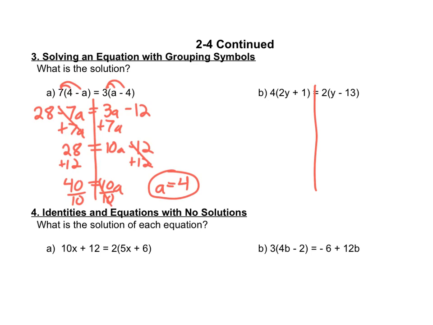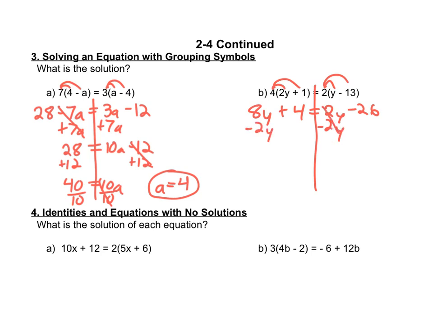Okay, so I'm going to simplify the left-hand side. That becomes 8y plus 4. If I distribute, the other side becomes 2y minus 26. Okay, so it's up to you. You can subtract 8y from both sides to get the y's on the same side, or you could subtract 2y from both sides. So what I would do, I would subtract 2y from both sides.